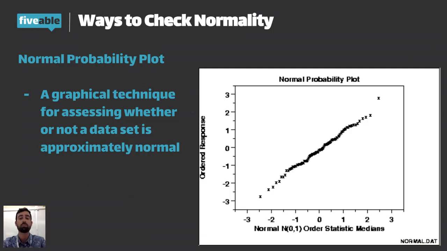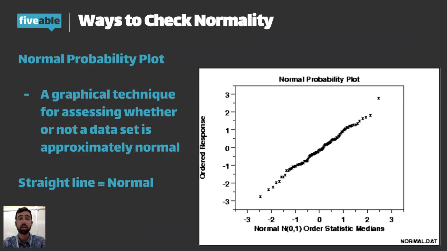Anything that deviates from a linear pattern is considered not normal. So it's either skewed or some other distribution that might take place, other shape, I should say. So you want linear when you check. Straight line is normal. Again, that's what we want.